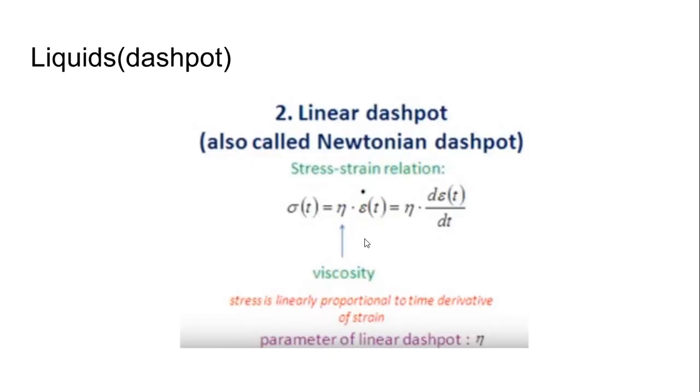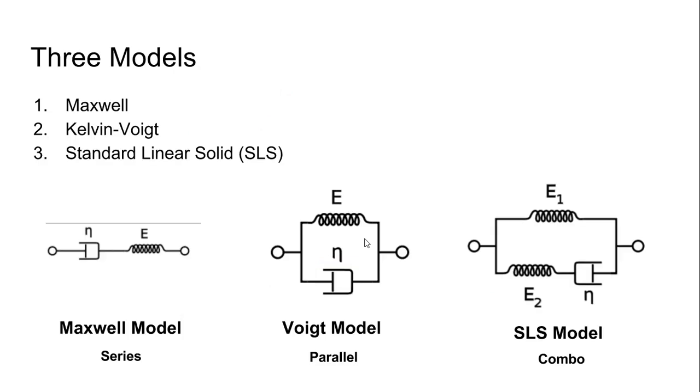As I mentioned, the springs and the dashpots, you can think of them as your circuit elements. You can either put them in series like in the Maxwell model, or in parallel like in the Voigt model, or a combination of the two, right? So there's a Maxwell arm here, and then you have your extra spring, right? So SL is a combination.